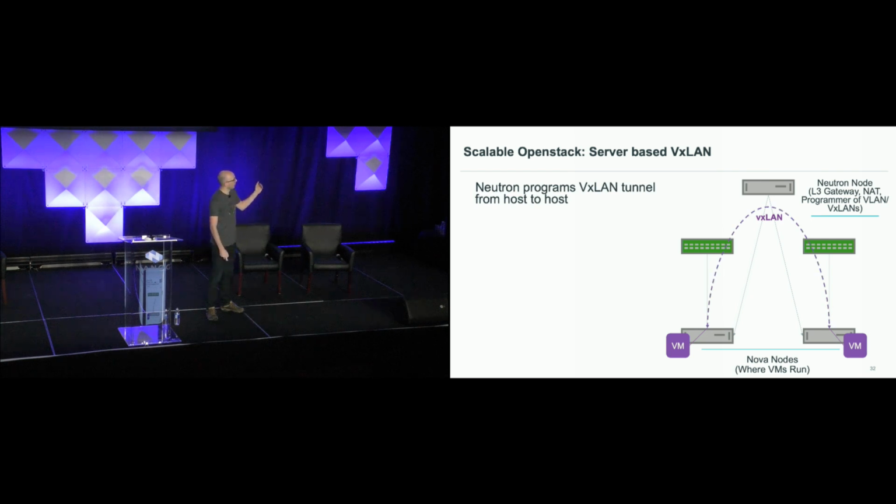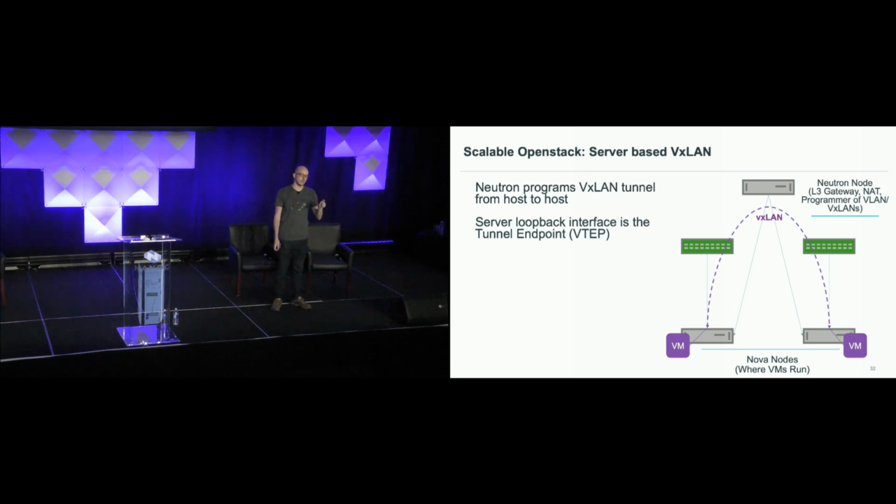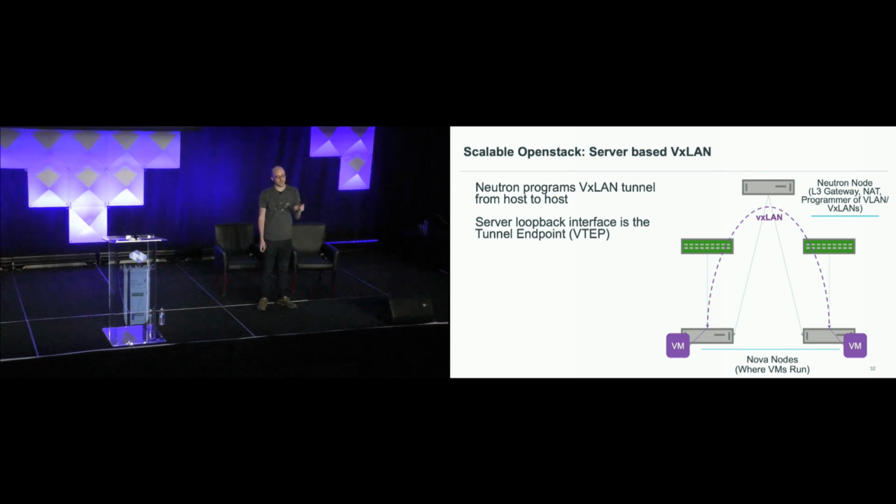And Neutron also understands VXLAN. And so the Neutron node will not only provision that VLAN from the VM, but it'll provision a VXLAN tunnel for it that goes from server to server. The server loopback interface, that /32 that we just talked about, is the VTEP, or the VXLAN tunnel endpoint. That's the endpoints of the VXLAN tunnel. If I did a packet capture on the wire, my source and destination IP addresses for that VXLAN packet would be left server loopback to right server loopback.